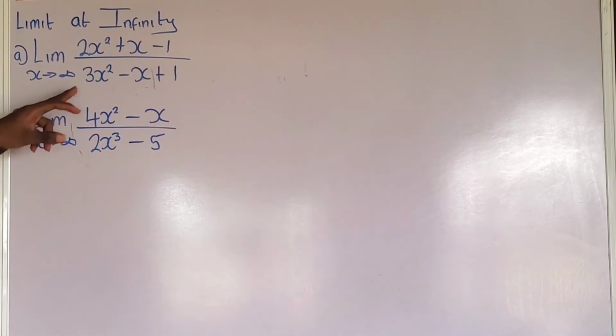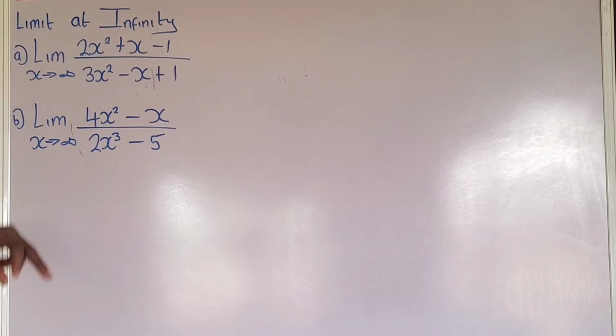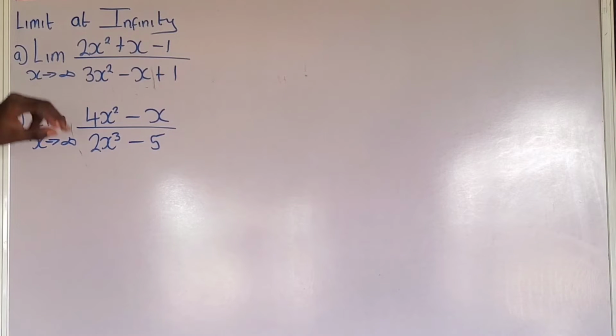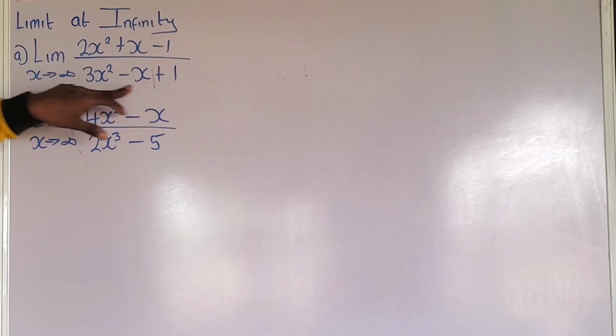We need to manipulate the function by dividing both the numerator and the denominator by the highest power of the variable of the denominator. Listen to the explanation again. It's simple. You can see in that question, x tends to infinity. Infinity is not an actual value, so we have to manipulate the function. How do we do that? By dividing both the numerator and the denominator by the highest power of the variable at the denominator.